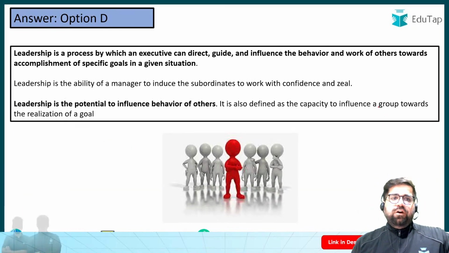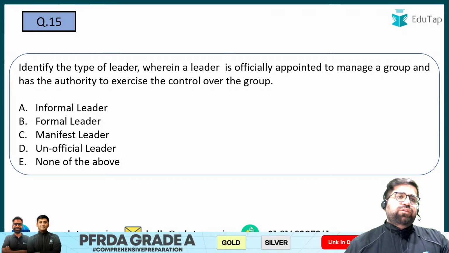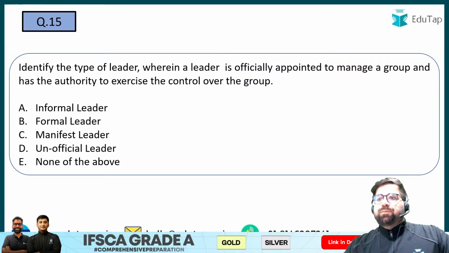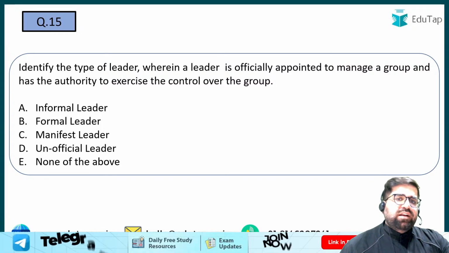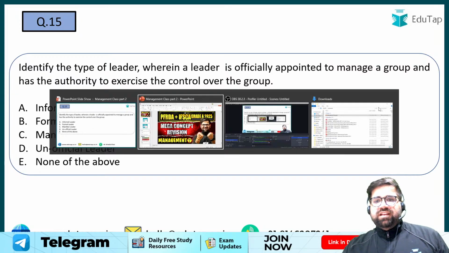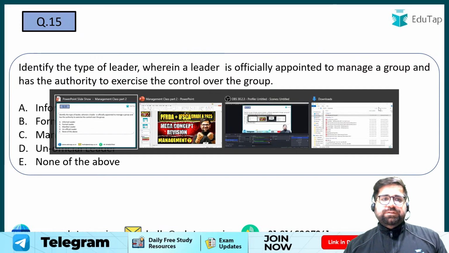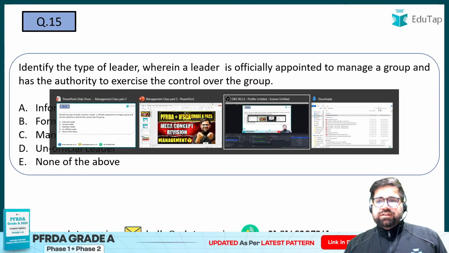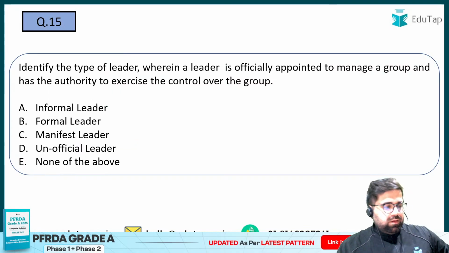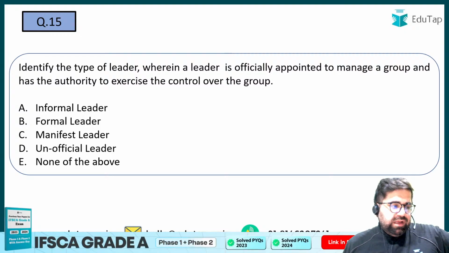Cool. Moving forward to the next question, which is the last question of our class. Identify the type of leader wherein the leader is officially appointed to manage a group and has authority to exercise control over the group. So please let me know your answers in the comment box.